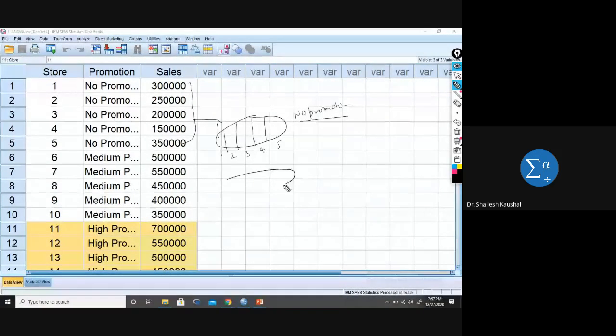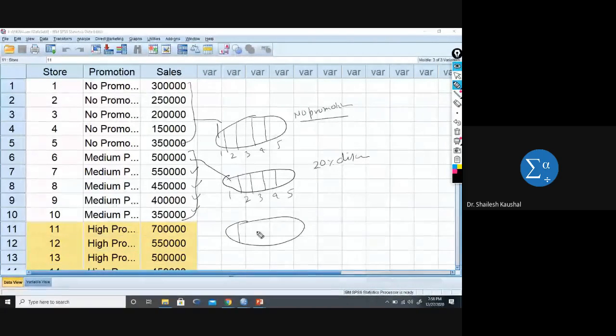Now the 5 outlets, 1, 2, 3, 4, 5. And we are giving medium promotion, meaning a 20% discount. So what is the sale? The sale of the first retail outlet is 5 lakh, then 5.5 or 4 lakh 50,000. These are the sales.